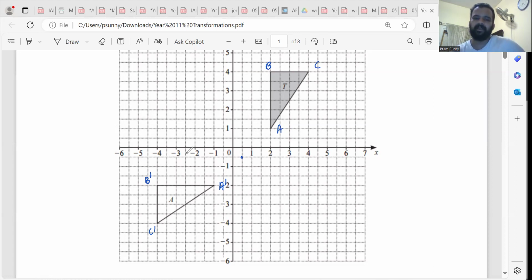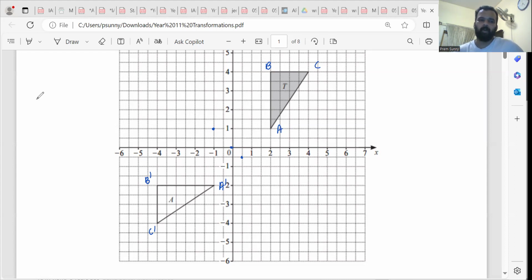Similarly, now from B dash and B, 1, 2, 3, 4, 5, 6, 7, 8, 9, 10, 11, 12. So the midpoint, that is 1, 2, 3, 4, 5, 6. So this will be the midpoint of BB dash. And CC dash will be 1, 2, 3, 4, 5, 6, 7, 8, 9, 10, 11, 12, 13, 14, 15, 16. So 8 is the midpoint. So 1, 2, 3, 4, 5, 6, 7, 8.